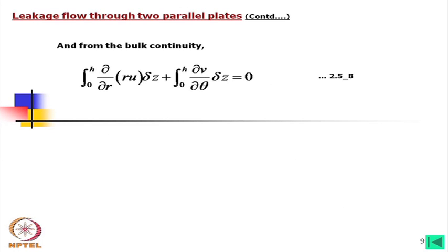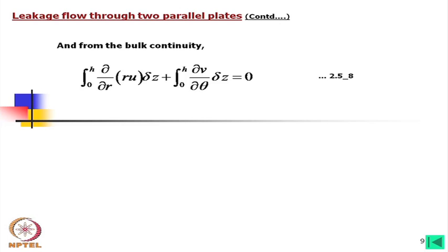And from the bulk continuity in the cylindrical coordinate system, the continuity is written in this form. R is the general radius and H is the gap, the limit being from 0 to H. So, del by del r of r times the integral of u del z, plus the integration over 0 to H of del v by del theta into del z, is equal to 0. These are the standard equations which we have adopted here.